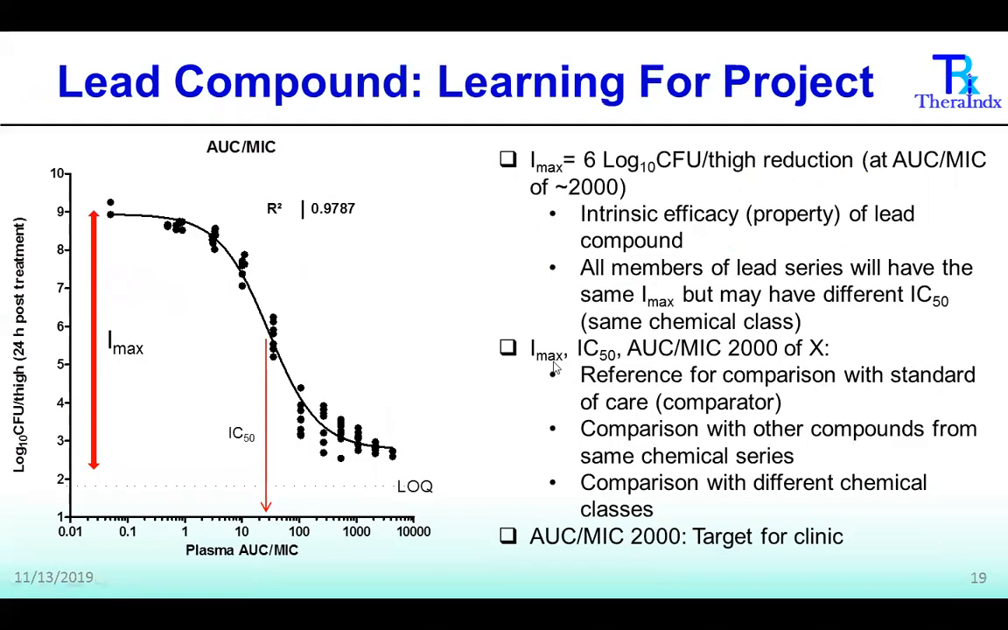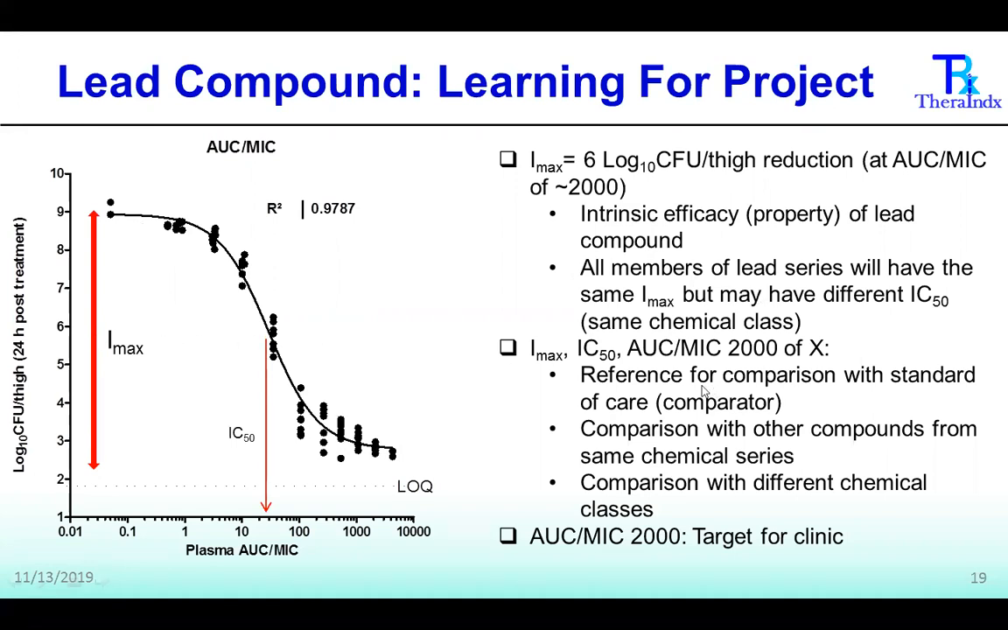So the learning for the project from doing such a study is that this lead compound has an intrinsic efficacy. It's an intrinsic property of the lead compound to demonstrate 6 log reduction in 24 hours, which corresponds to an AUC by MIC of 2000. Since all the members of the same chemical class act on the same pharmacological target inside the bacteria, they will all have the same intrinsic efficacy, but their potency could be very different.